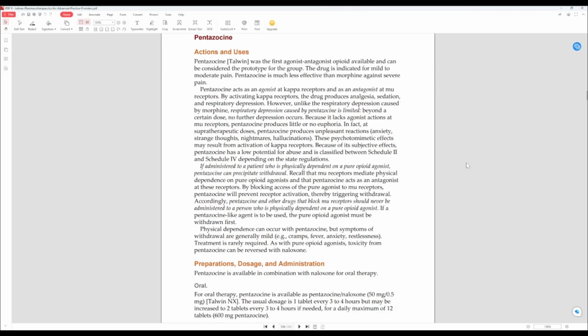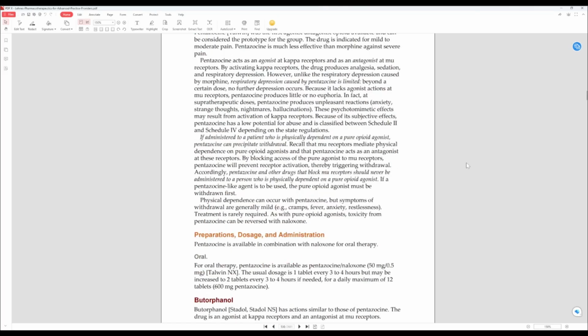Recall that the mu receptors mediate physical dependence on pure opioid agonists, and that Talvin acts as an antagonist at these receptors. By blocking access of the pure agonist to mu receptors, Talvin will prevent receptor activation, therefore triggering withdrawal. Talvin and other drugs that block mu receptors should never be administered to a person who is physically dependent on a pure opioid agonist. If Talvin-like agents are used, the pure opioid agonist must be withdrawn first.